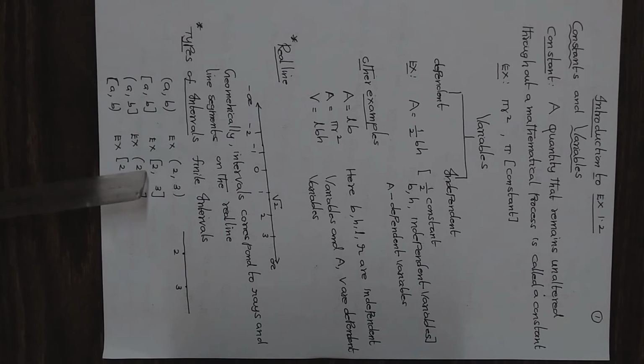2, 2.1, 2.2, 2.3, 2.9999, 3 also included. But here you cannot include 3. Here you cannot include 2. Because open means in between. Closed means the endpoints also come, apart from that 2, 3.